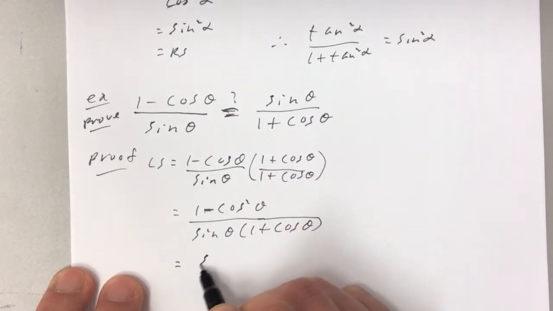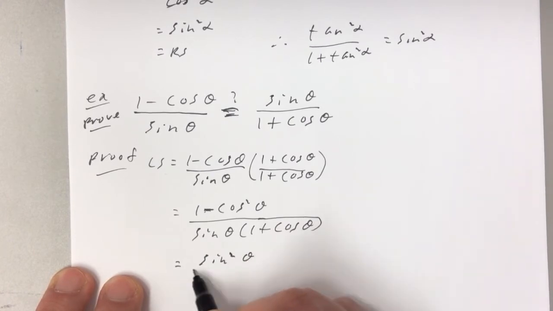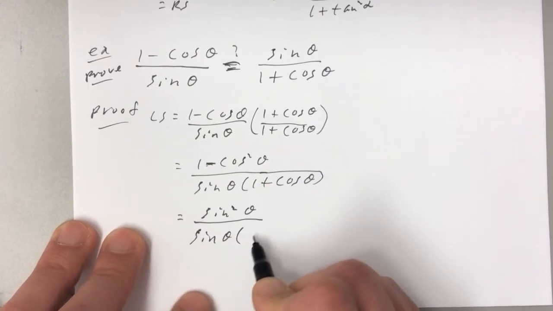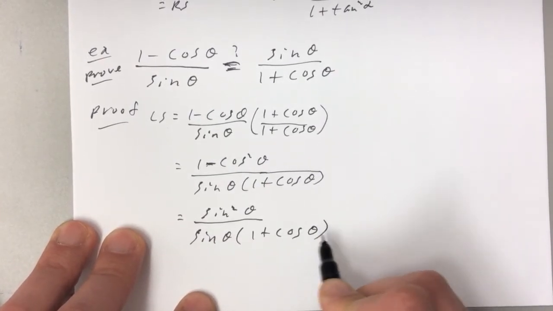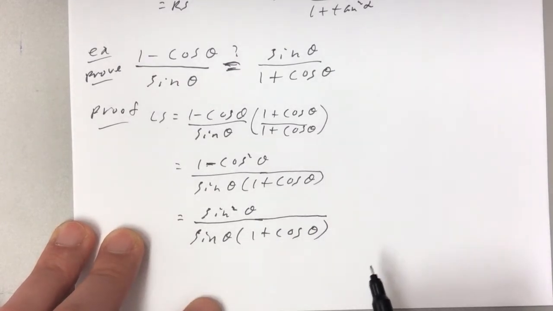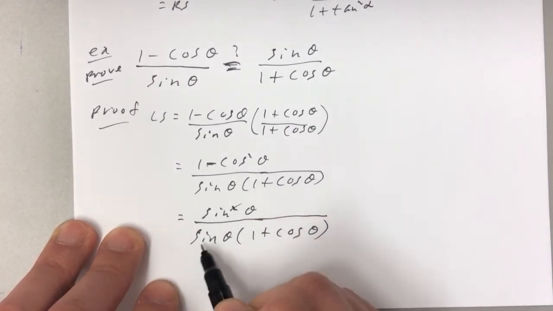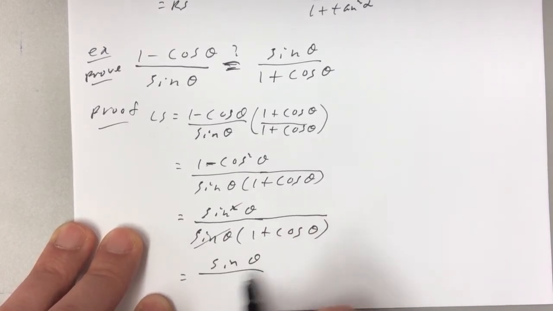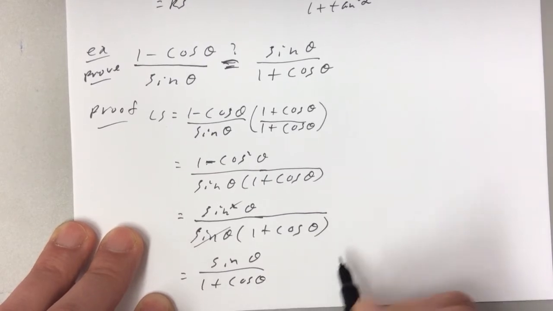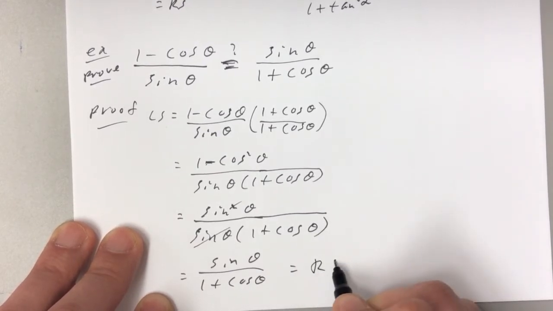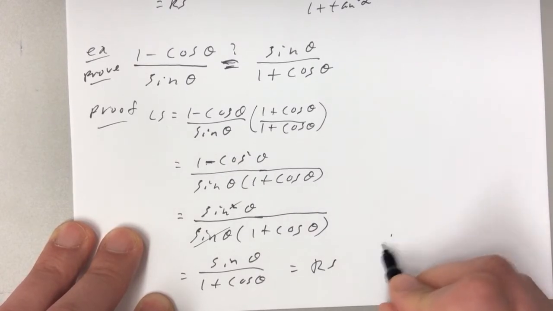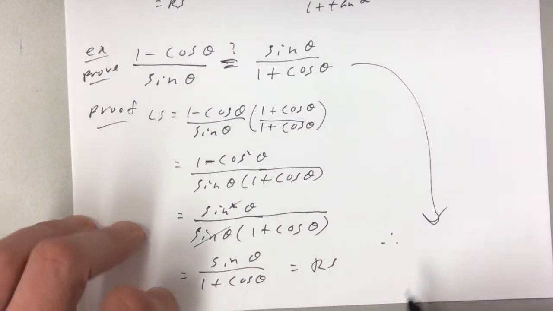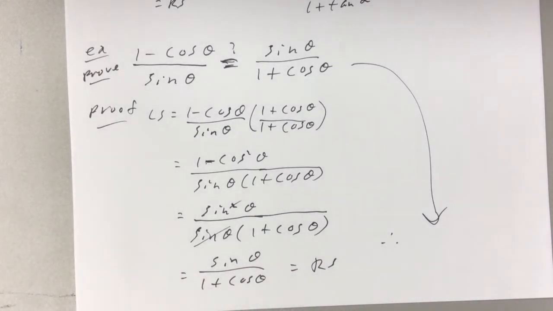Then we know that 1 minus cos squared theta, from that same identity, is equal to sine squared theta, over sine theta times (1 plus cos theta). One of the sines cancels out, and then that equals sine theta over (1 plus cos theta), which equals the right side. And therefore, you've got that. That's true. So that's an identity.